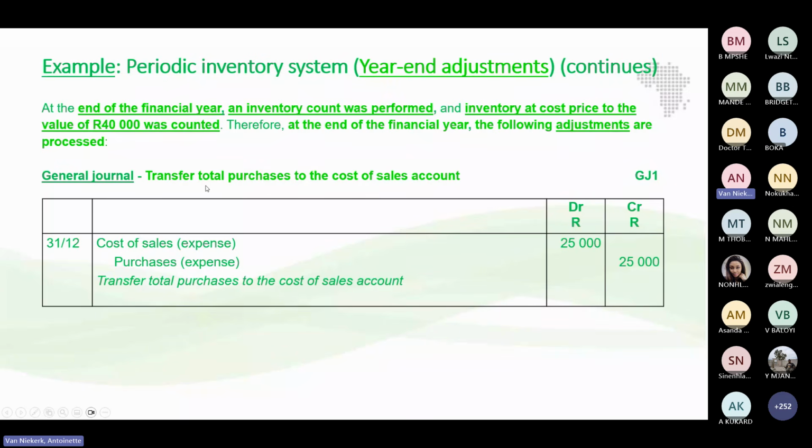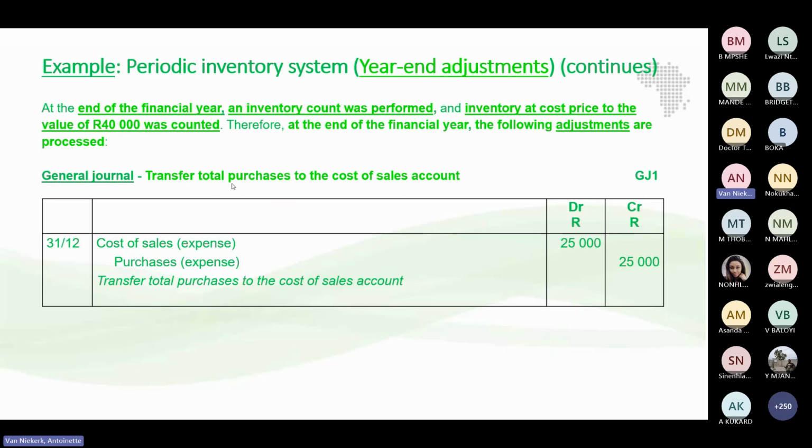Now, transfer total purchases to the cost of sales account. Remember, we first showed the T accounts at the beginning. Now we are showing the journal account first, and then thereafter the T accounts. Okay, it's the same. We are just showing you how it looks.